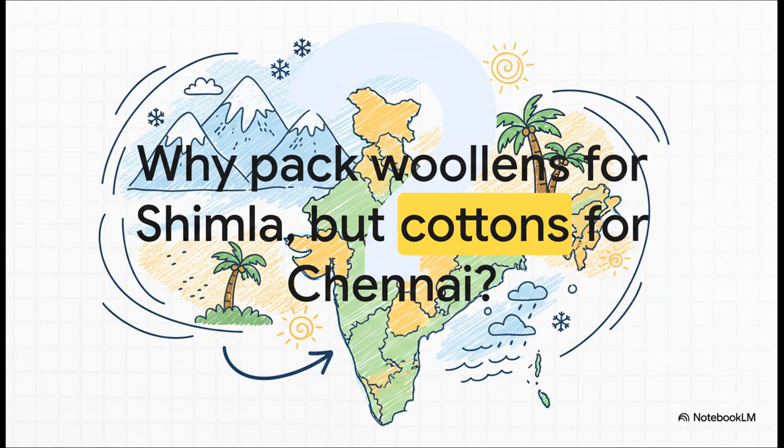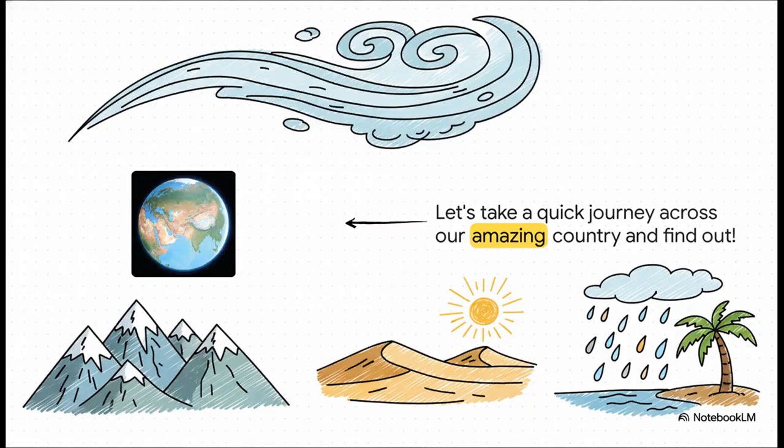Just think about it for a second. When you go on a holiday, your mum packs sweaters for a trip to Shimla, right? But if you're going to Chennai, it's just light cotton t-shirts. Why? I mean, both places are in India. Well, that's the magic we're going to uncover today. So, are you ready? Chalo, let's go on a quick journey across our incredible country and find out exactly what's going on. Trust me, in just a few minutes, you'll have all the answers.